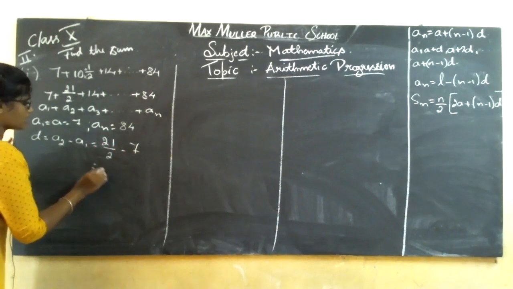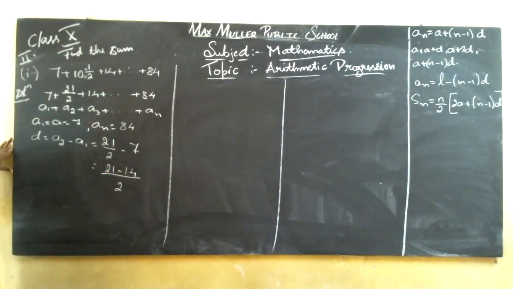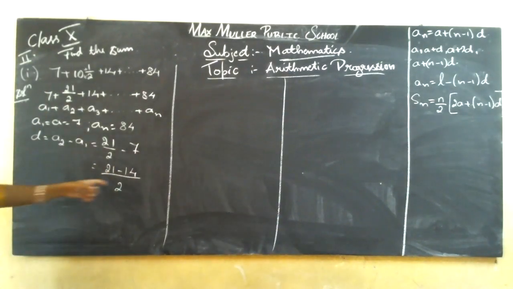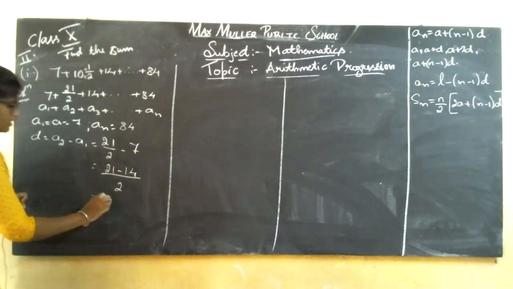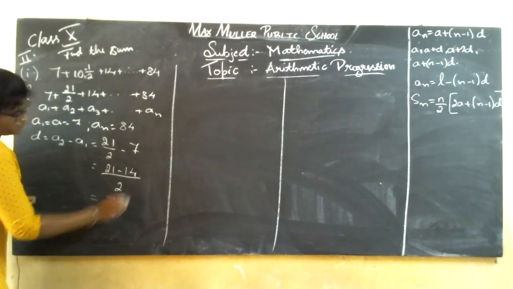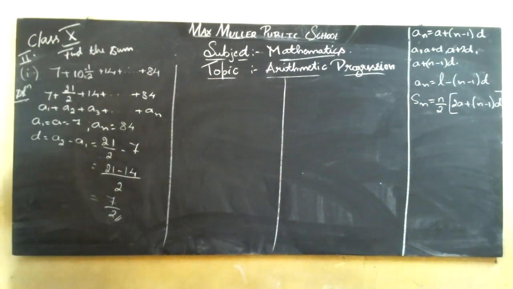So now we are going to take LCM. If you take LCM 2, it is 21 minus 14. 2 7s are 14. Now 21 minus 14 is how much, children? 7. Check: 7 2s are 14, 7 3s are 21. So the D value you get is 7 by 2. Again, I need to cross verify whether the D value is coming the same for all the terms.